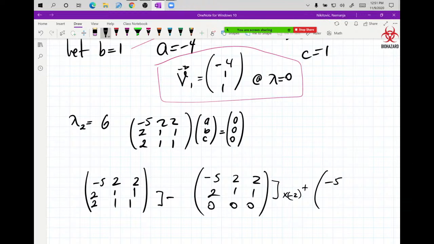we have -5, 2, 2. And then when I say -2, that's going to be a -9 over here. 0, 0. 0, 0, 0, 0, I think. Right? Yeah. Good.